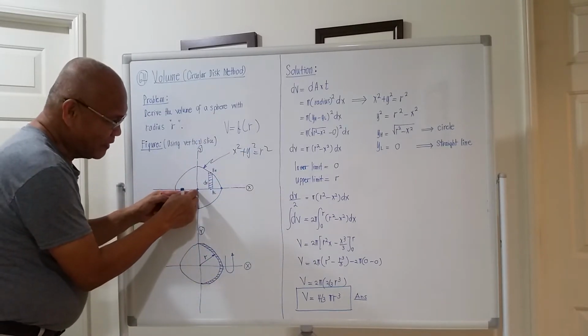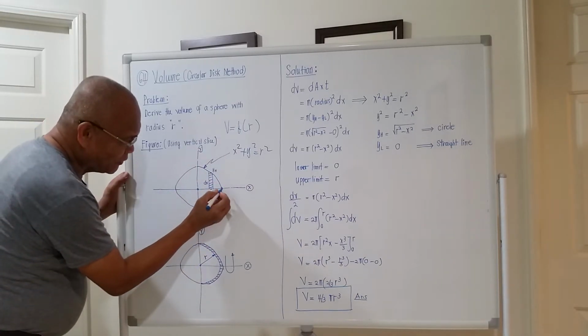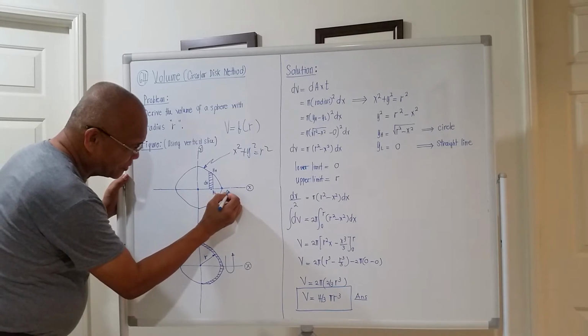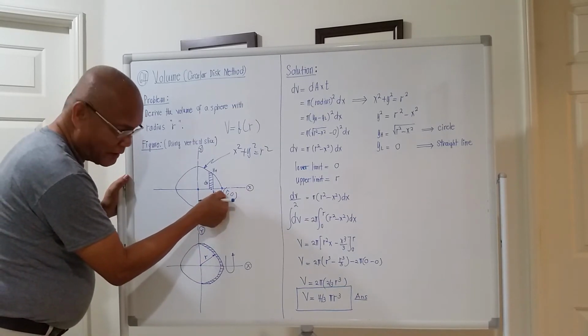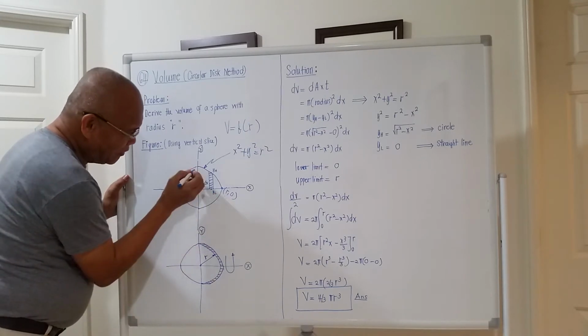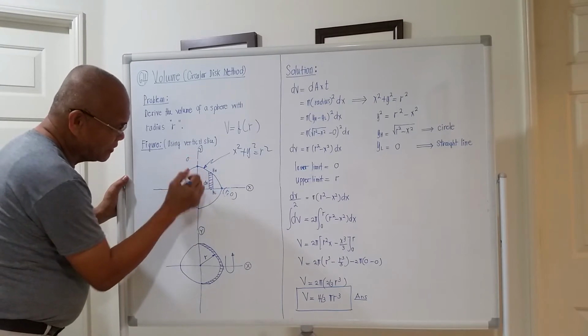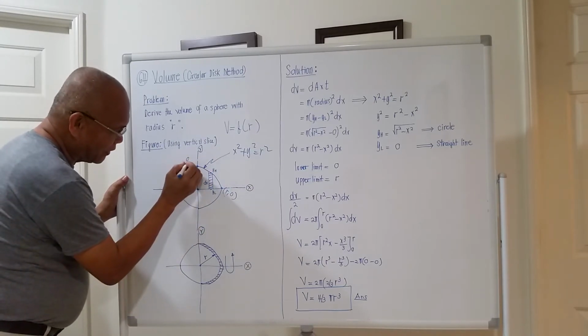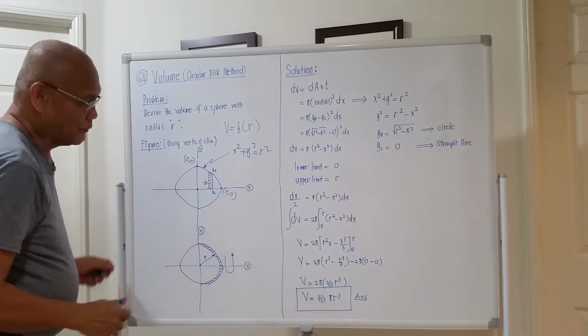You start from here, you rotate it till it reaches this point here. And this point is actually with the coordinates r and 0. The abscissa is the radius of the sphere and the ordinate is 0. On this point, it will be the reverse. X will be 0 and the ordinate will be the radius. Okay, we use vertical slice.